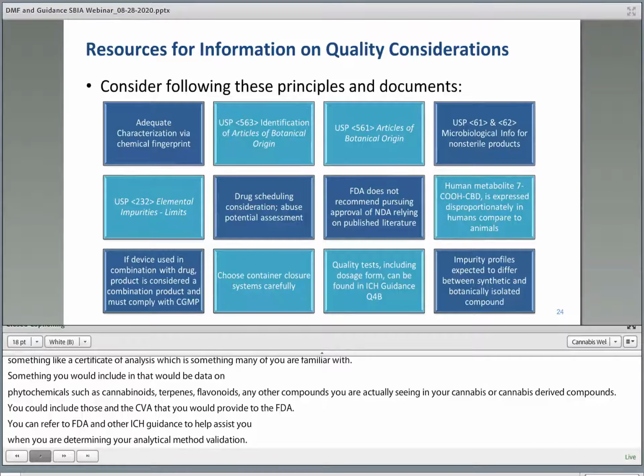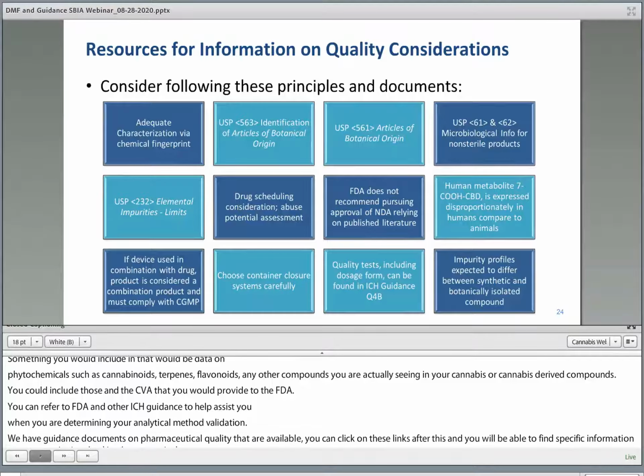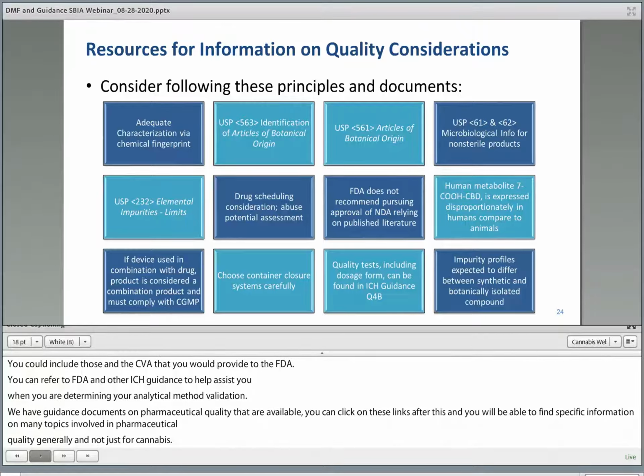And there are a few principles and documents that I wanted to point out to you. We're not going to talk about all of these, but the ones that are in the darker blue squares, I wanted to quickly highlight for everybody here today. One thing that I think is important and sometimes can be a challenge for researchers and investigators when they come in here is making sure that they have adequate characterization using the chemical fingerprint.